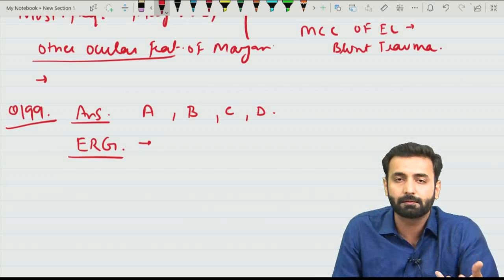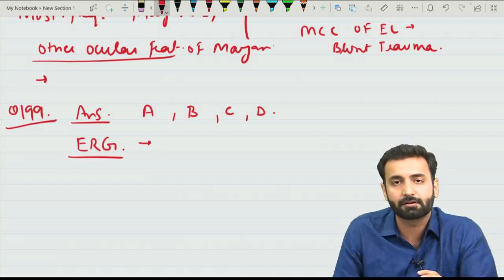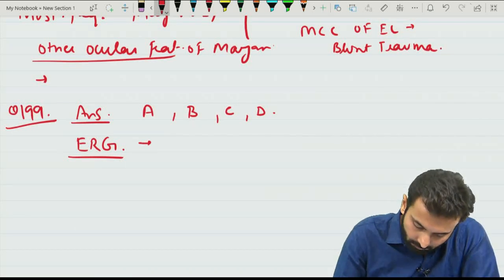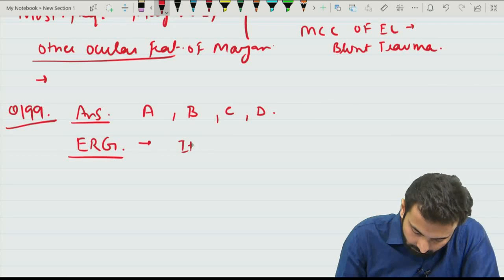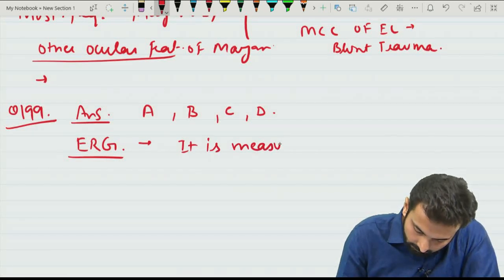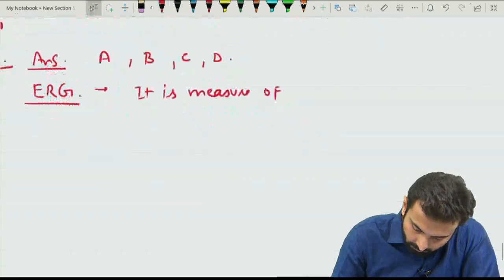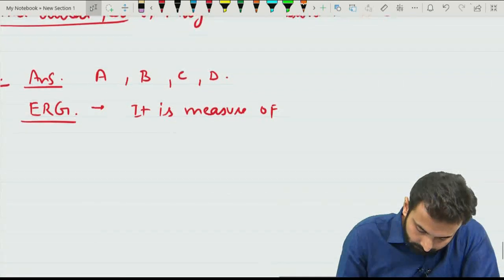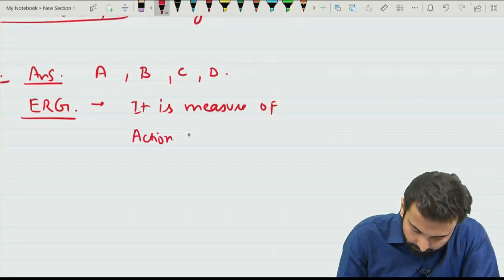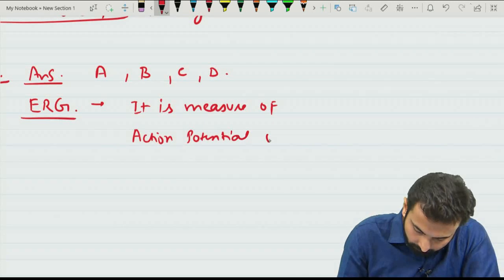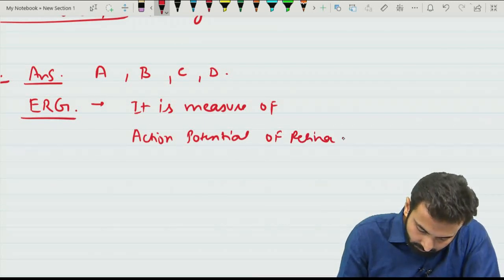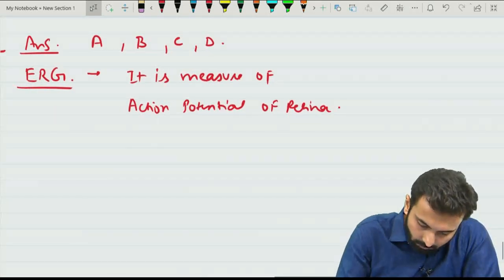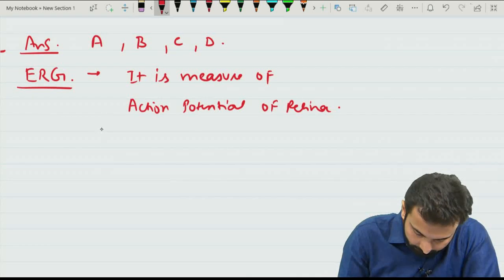ERG is a measure of action potential of the retina, which is produced upon stimulation by light. So how does the normal ERG look like, that you should keep in mind.